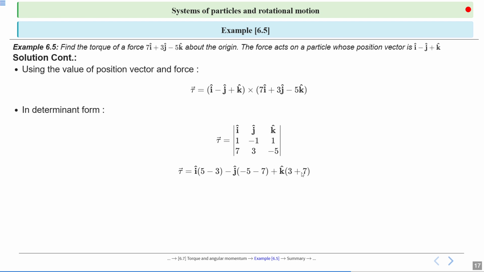So minus minus plus. Adding this, i cap 5 minus 3, 2 i cap, minus 5 minus 7 minus 12, and minus minus plus, so it will be plus 12 j cap, plus 3 plus 7, so it will be 10. So this is the torque.